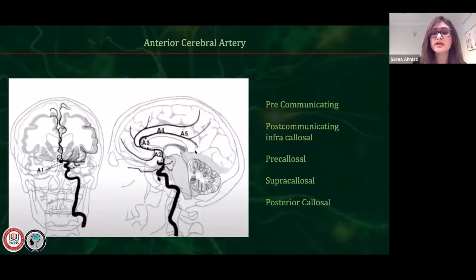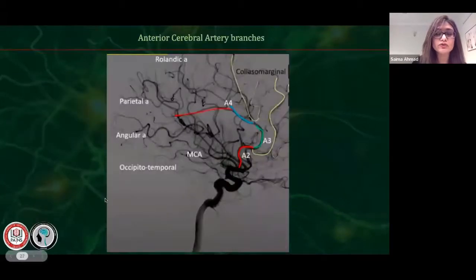And this is important: sometimes when we occlude the PCA, due to this anastomosis, we can save the area or the penumbra. So the A1 has the medial lenticular artery.